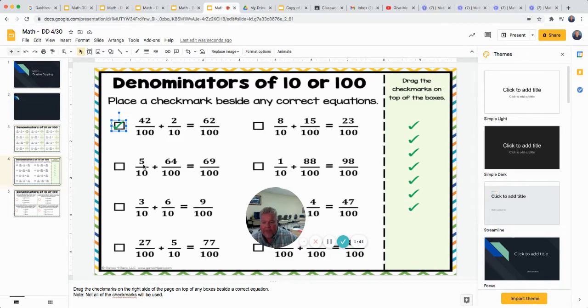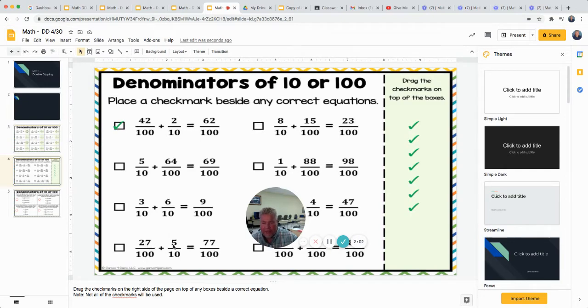5 tenths plus 64 hundredths. 5 tenths would be 50 hundredths plus 64 hundredths. 50 plus 64 would not be 69. So I don't put a check mark on that one because it's not right. 3 tenths plus 6 tenths is 9 hundredths. 3 plus 6 is 9, but I don't need to change the bottom number to 100, do I? So I don't put a check on that one.